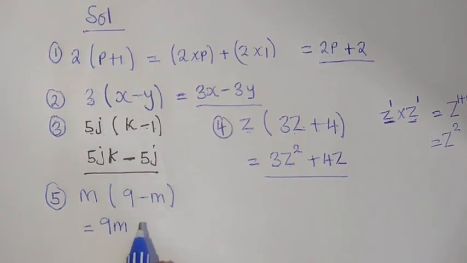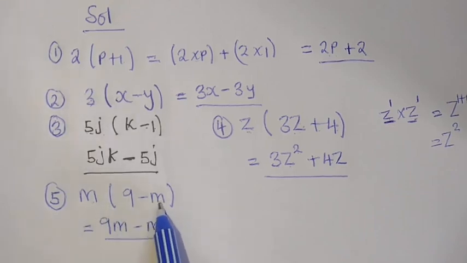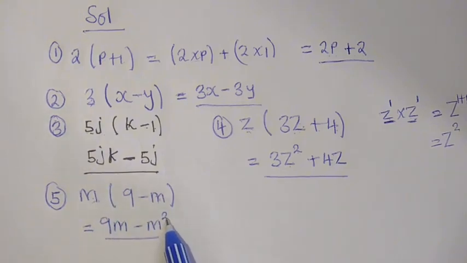M times minus m, this will give us minus m squared. So this is our answer. So even to this one, we have applied the same principle. M times m, you can see these are the same bases, so we can add the powers. That's why we're having m power 2.